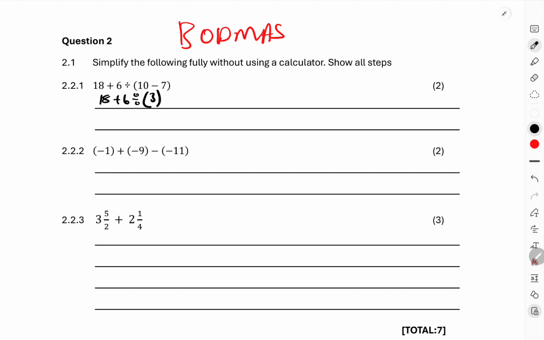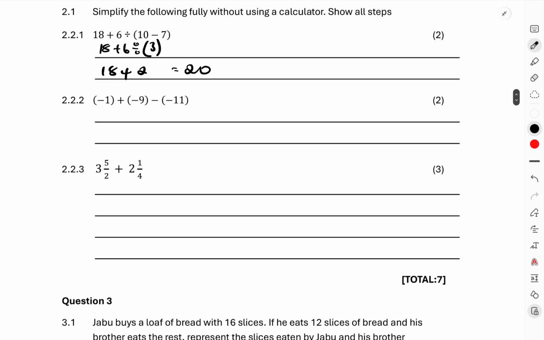It means I now have to divide. I'll have 18 plus what is 6 divided by 3. It's a 2. And what is 18 plus 2? It's a 20. It means the correct answer for this question is going to become a 20, right? Let us go to 2.2.2.